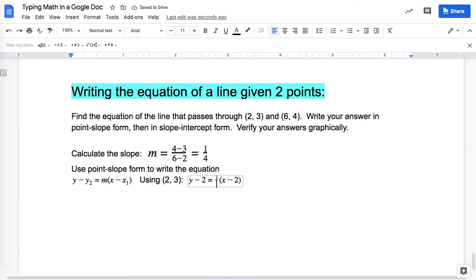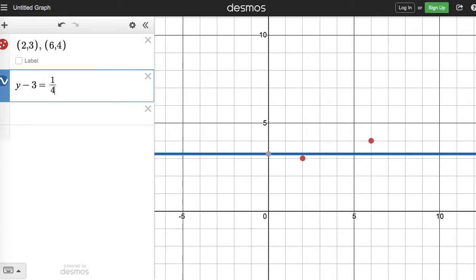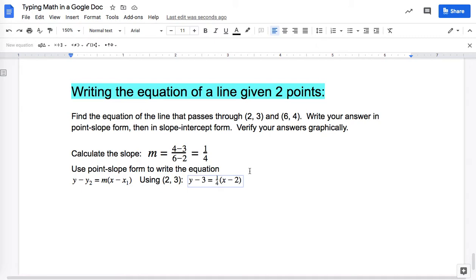There we go. Now, if you want to check to make sure this is right, we can put this into Desmos. Y minus 2 equals, actually this should be a 3 because 3 is the y value. What else is nice about typing is you can quickly and easily change your mistakes. So let's go to Desmos and type in y minus 3 equals 1/4 x minus 2, and we can see that line is correct because it goes through our 2 points. Awesome. So we've got one of the answers, but we could also have used the other point for point slope form. So let's try that with 6, 4 and see how that works.